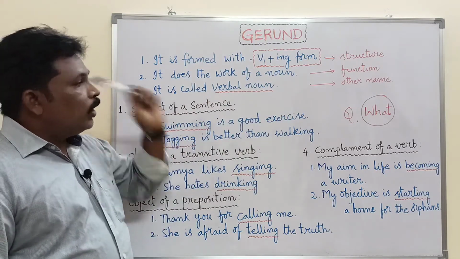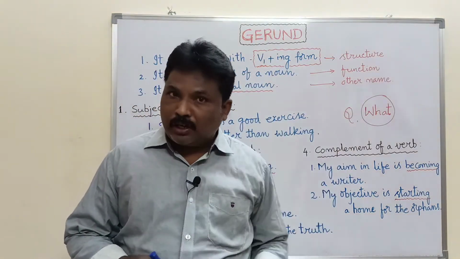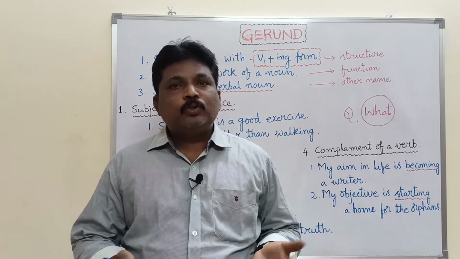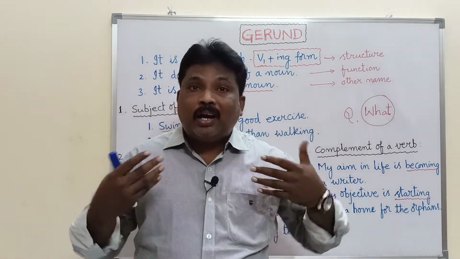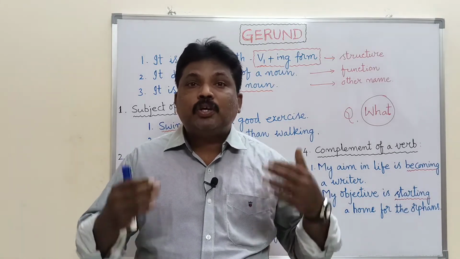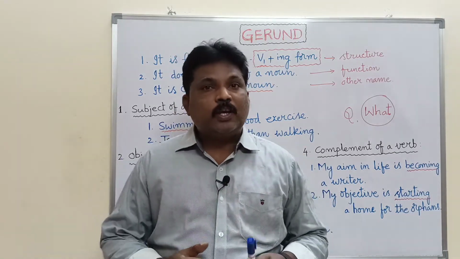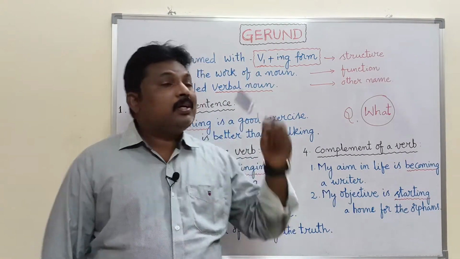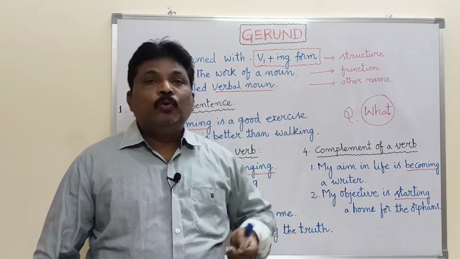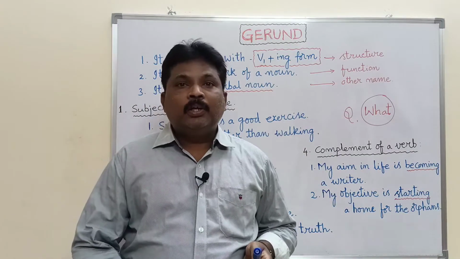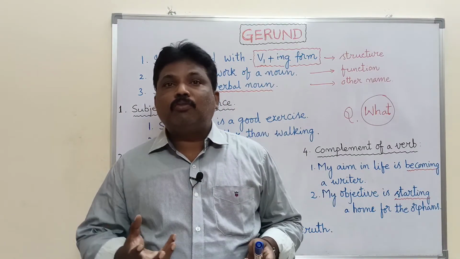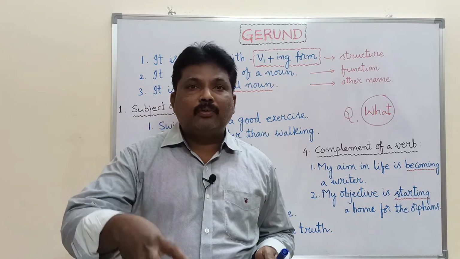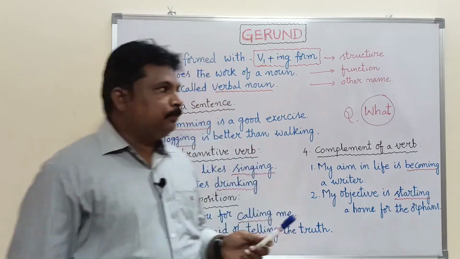Third one, what is the other name for this gerund? In parts of speech, the title gerund is not there. So when you are asked what is the part of speech of gerund, what would you say? That is verbal noun. So it is a noun. Because it does the work of the noun, we can call it a verbal noun. It has got its origin from the verb, so it is called a verbal noun.